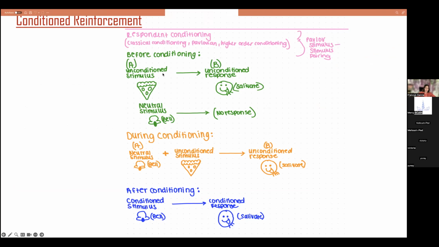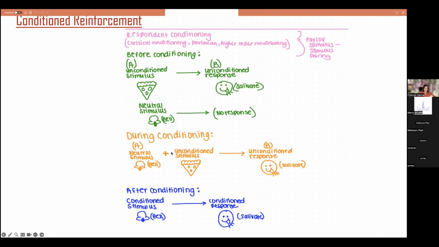So before conditioning, the unconditioned stimulus, the pizza. Unless you're taught that pizza is delicious because you've had it and whatever, it's unconditioned. And then we have the unconditioned response, salivate. So you see food, salivate. Neutral stimulus, bell, no response. So we show you the bell, you're not going to have a response to the bell because that's not conditioned yet. That's before conditioning.